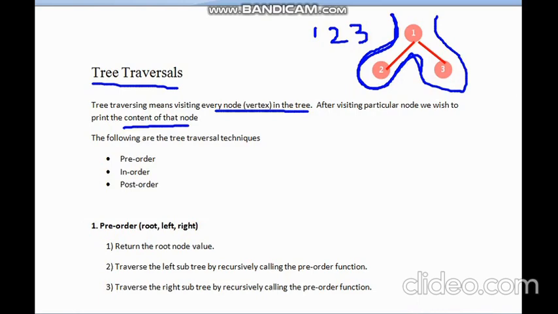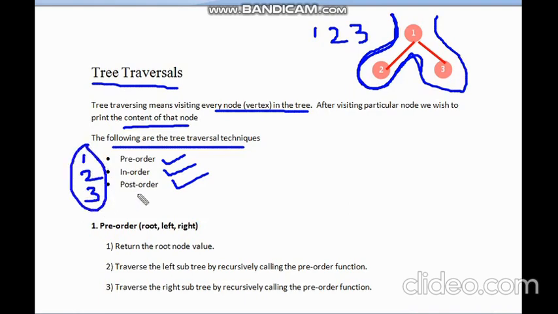I think you understood why tree traversals and what tree traversal is. Okay, now the following are the tree traversal techniques. We have pre-order, in-order, post-order. So here remember the order: pre-order number is 1, in-order number is 2, and post-order number is 3. So remember this order, I will explain. If you remember 1, 2, 3, the tree traversals are very easy. I will show you how.